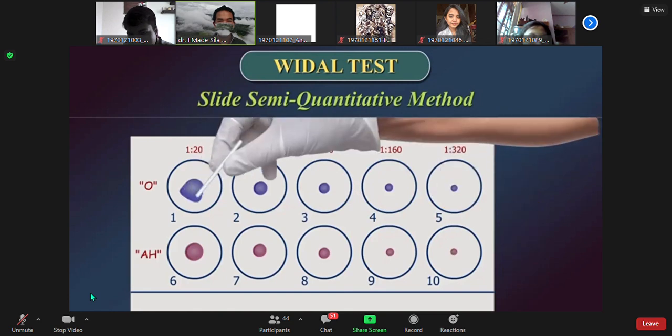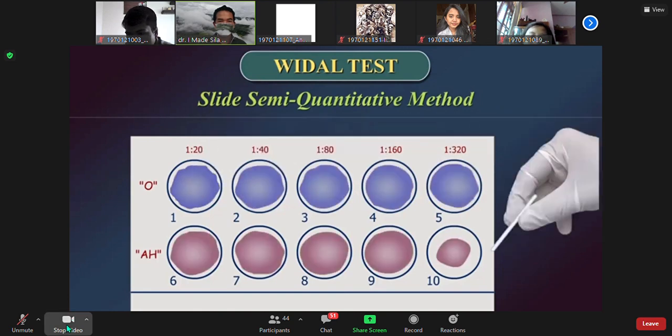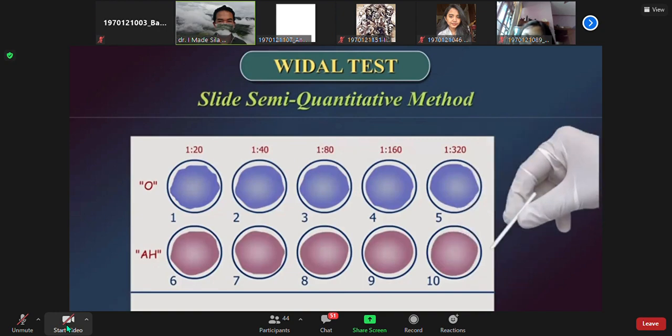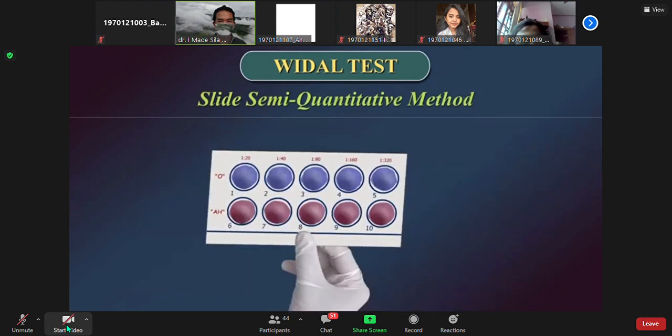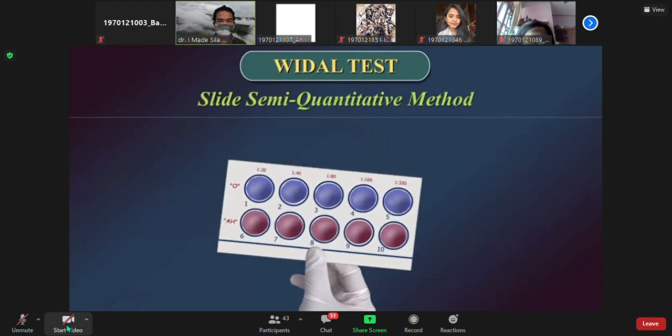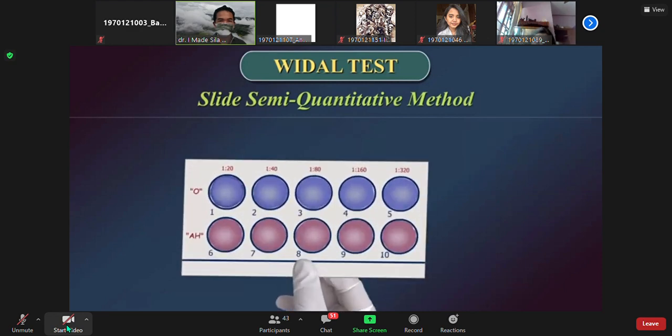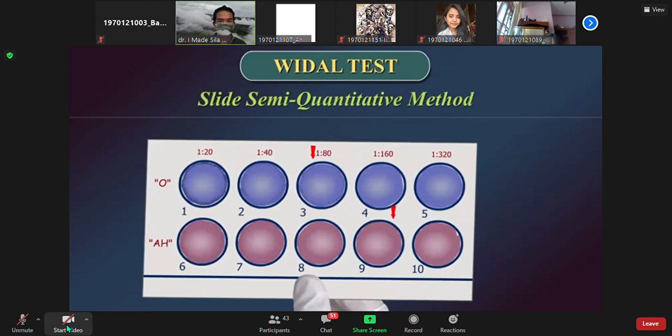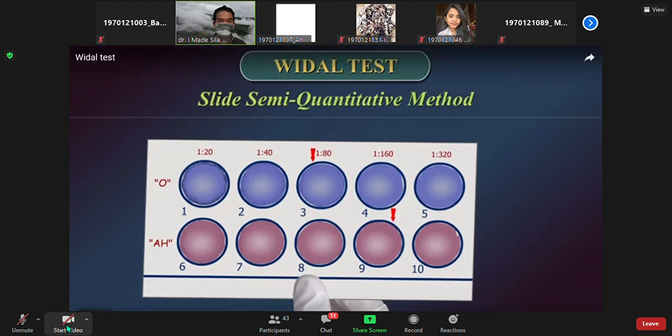Using separate mixing sticks, mix the contents of each circle uniformly over the reaction circles. Rock the slide gently back and forth. Observe for agglutination macroscopically within 1 minute. Interpretation of result. Agglutination is a positive test result. The titer is reported as a reciprocal of the highest dilution which shows a positive test result.